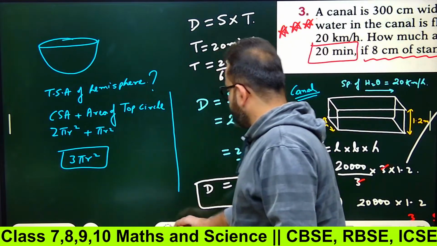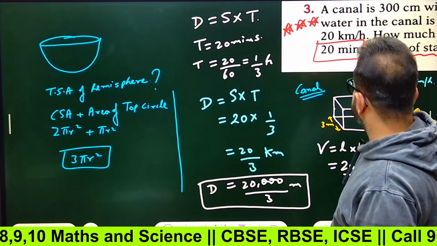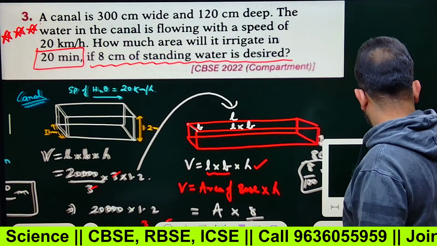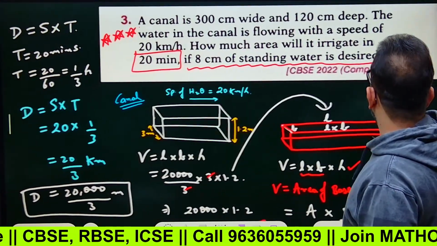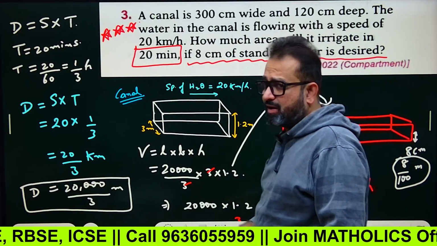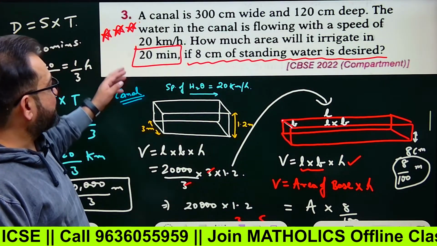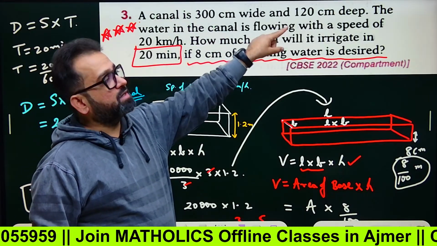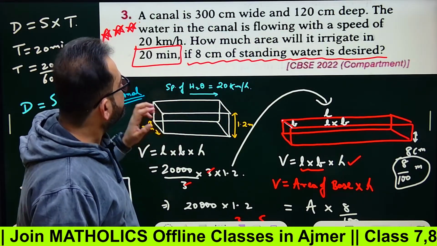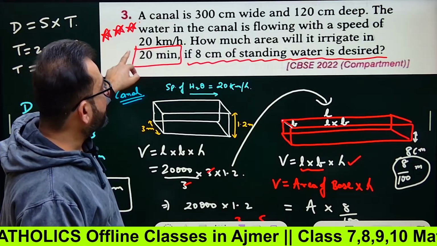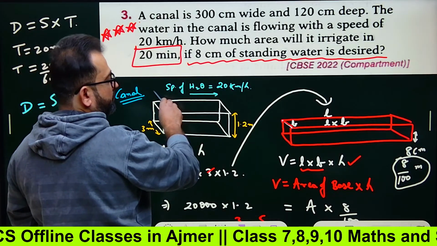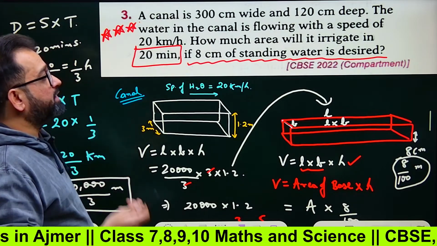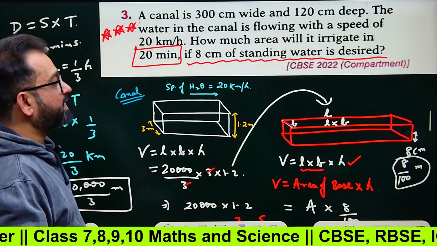Now, let's come on to this question. What does the question say? See, the question says there's a canal. This canal is 300 centimeter wide, that means 3 meter, and 120 centimeter deep, that means 1.2 meter deep. The water in the canal is flowing with a speed of 20 kilometers per hour. This is the canal. Water is flowing at 20 kilometers per hour. How much area will it irrigate in 20 minutes if 8 centimeter of standing water is required?